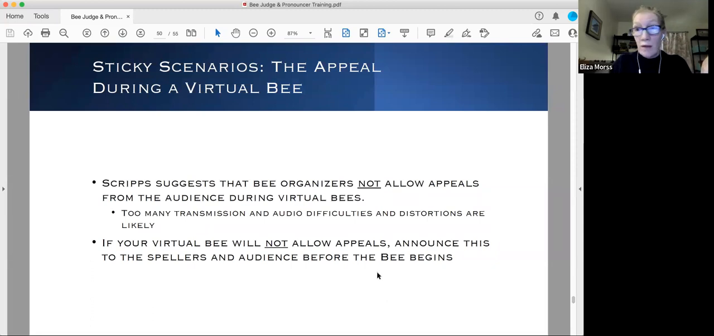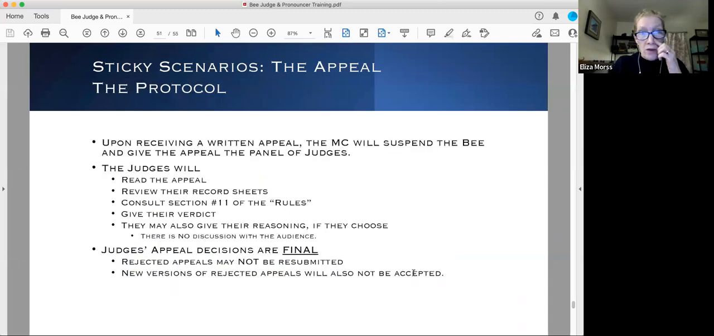During a virtual bee, your problem is easy because appeals can't happen. Scripps suggests that during virtual bees, meaning anything happening live via screens, just don't even entertain the possibility. There just won't be appeals. Announce that, and that's fine with them because there are just too many possibilities of audio difficulties and distortions. So if your virtual bee will not allow appeals, tell the spellers and your audience before the bee begins so everybody understands that.